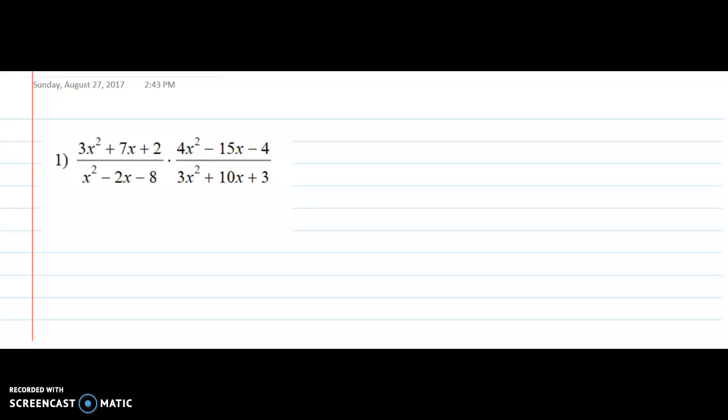All right, welcome back. So this one, the first thing I notice is it's multiplying. So if we were dividing, remember we would have to multiply by the reciprocal, but here we're just multiplying, so I'm going to go straight into my factoring.